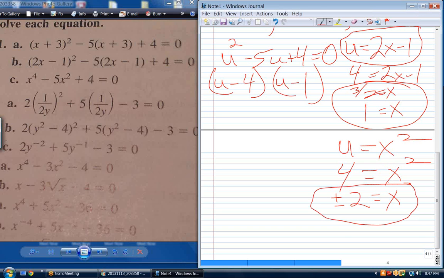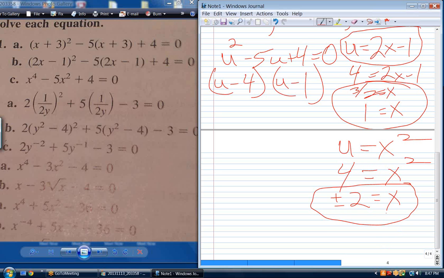Why is that the hardest thing in the world to remember? I have been tutoring for 5 years, and I guarantee you that's the mistake made most by students. And I don't know why. It's just real hard to remember to put that plus or minus. And it makes a big difference because that's two answers. In other words, x isn't equal to 2. X is equal to plus 2 or x is equal to minus 2.